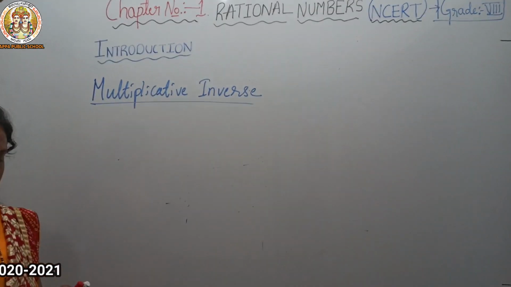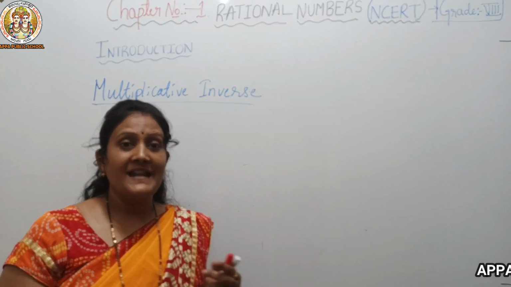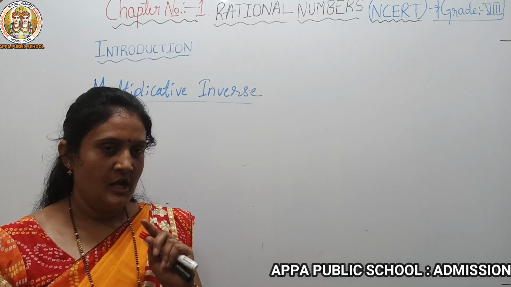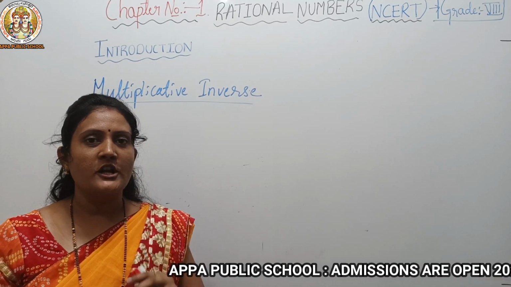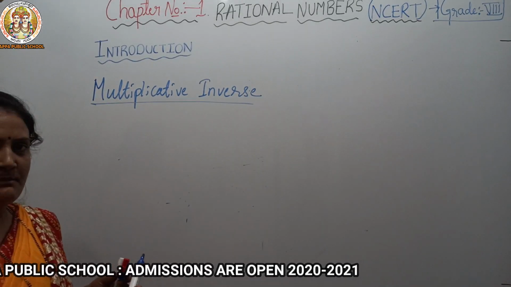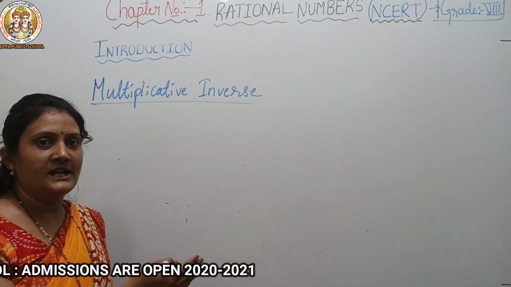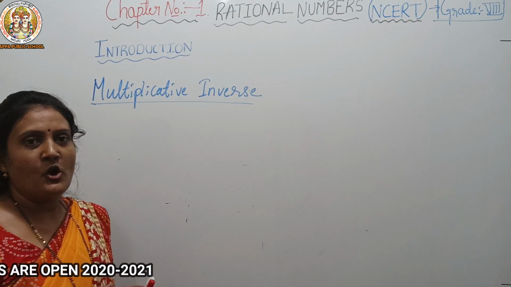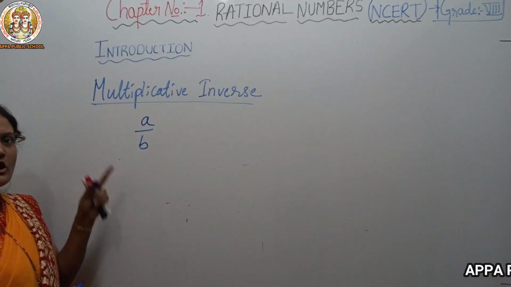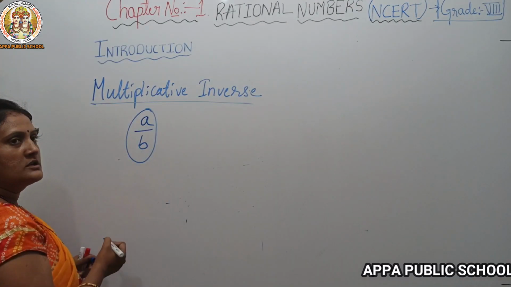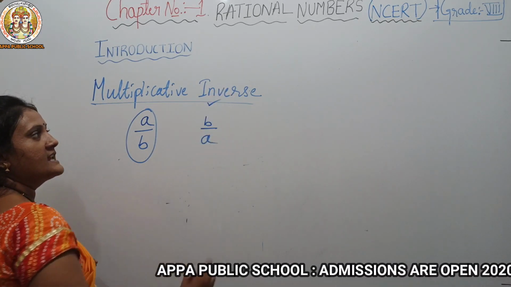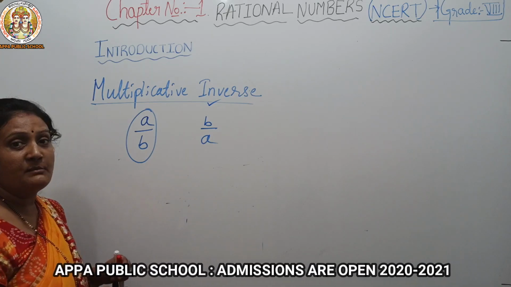Multiplicative inverse. What is this multiplicative inverse? When we multiply two numbers, the product should be 1. Or else we can say when we are multiplying a number with its own reciprocal, then the product will be 1. See, A by B. The reciprocal of this is B by A. That is what we can call the inverse, or else the reciprocal.